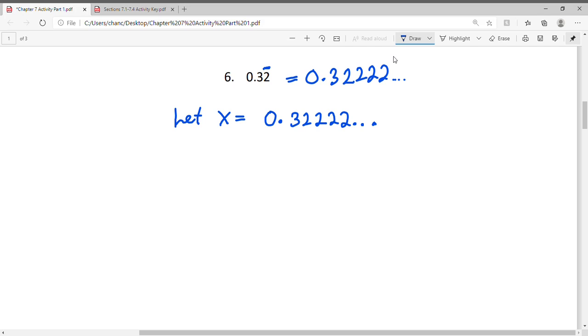So let's multiply both sides by 10. I'll get 10x equals 3.2222, and the 2 repeats forever. Now we could subtract both sides by x, but then this 2 will not cancel out with this 3. So instead, I'm going to have to try something else. Let's multiply it again by 100. So let's multiply x by 100. I get 100x. And on the right, if I multiply this by 100, I would get 32.22 repeating.